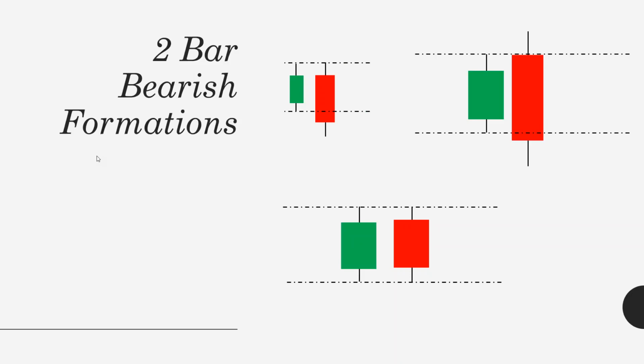We also have 2-bar bearish formations. And in this case, the bullish bar is first, followed by the bearish bar. In the first example, you see that the bearish bar closes under the low of the previous bar. That is very important because it tells you that the next bar is more than likely going to be a bearish bar.